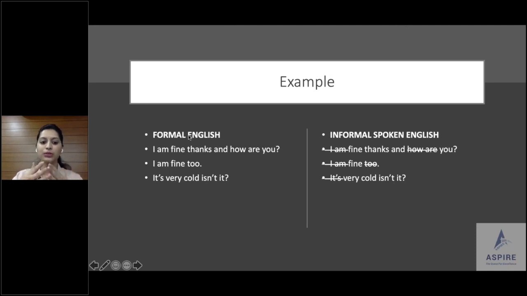So in formal English, they would say, I'm fine, thanks, and how are you? Informal English would be, fine, thanks, and you? Or, it's very cold, isn't it? You just directly say in informal English, very cold, isn't it? So please try to avoid informal spoken English during your speaking test. Again, these examples just serve as a do and a don't during your speaking test.